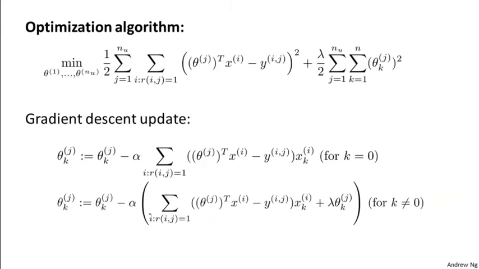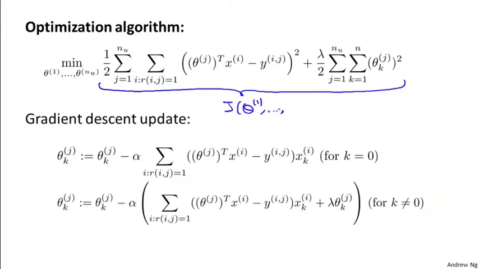So putting everything together, this was our optimization objective on top, and to give this thing a name, I'm just going to call this J of theta 1 through theta n u. So J, as usual, is my optimization objective, which I'm trying to minimize.